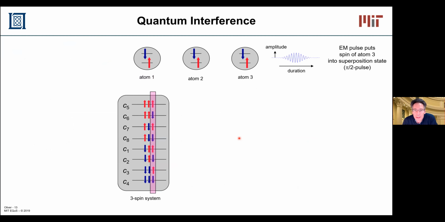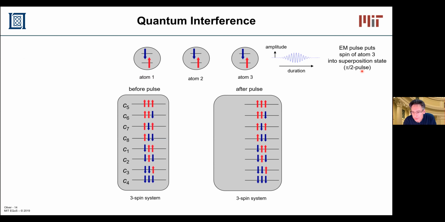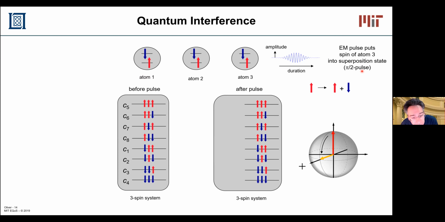Now, we can think about quantum interference in a similar context. And what we're going to do is we're going to reduce the amplitude by a factor 2. The pulse is the same duration. We're going to apply it now to atom number 3. And this implements what's called a pi over 2 pulse. Okay. And the way to think about this again is what happens before and after. And we have to take two cases now. So for those aspects where the spin is pointing up, I'm going to rotate by pi over 2 down to this axis here, and I'm going to associate that with a plus sign.